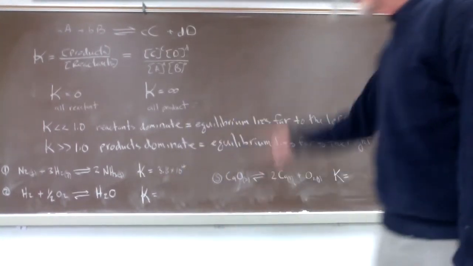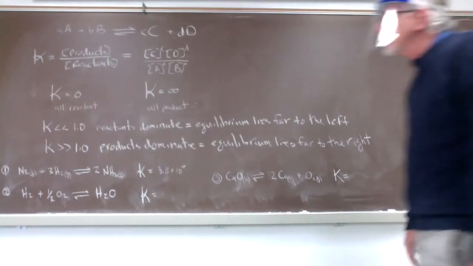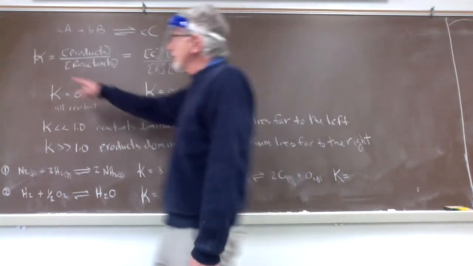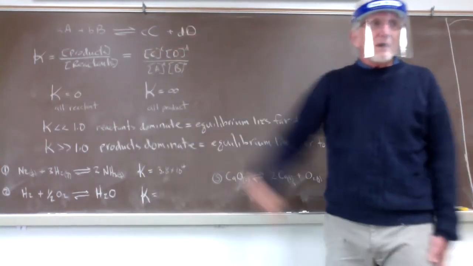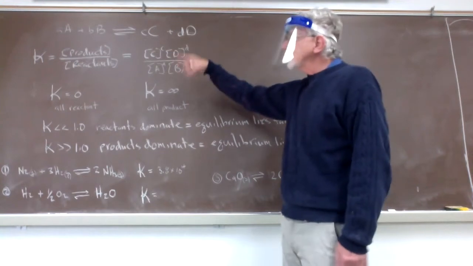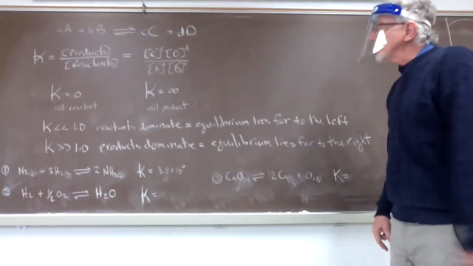Okay, what I have on the board is pretty much a summary of what we did this morning in class, bringing us up to speed on this concept of equilibrium and equilibrium constant. This is just a generic, fictional, hypothetical chemical reaction, A plus B reactants go to C plus D products.